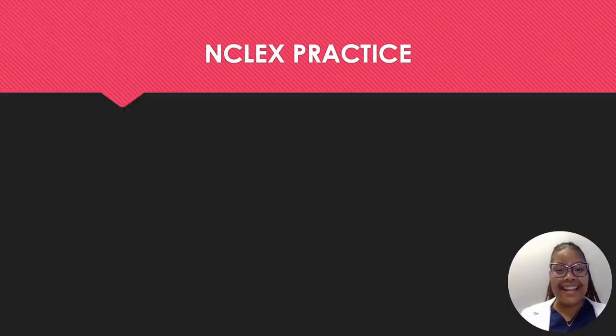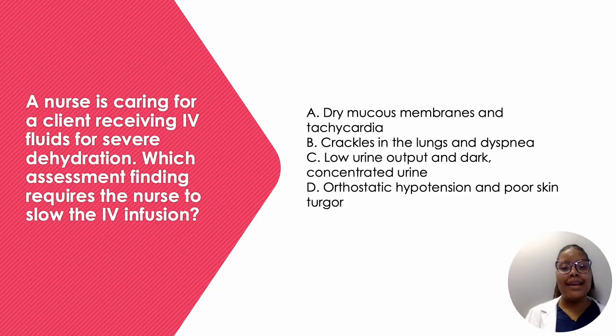So you have learned a lot. So now let's do some NCLEX questions. The NCLEX question says that a nurse is caring for a client receiving IV fluids for severe dehydration. Which assessment finding requires the nurse to slow the IV infusion? Is it A, dry mucous membranes and tachycardia, B, crackles in the lungs and shortness of breath, C, low urine output and dark concentrated urine, or D, orthostatic hypotension and poor skin turgor?